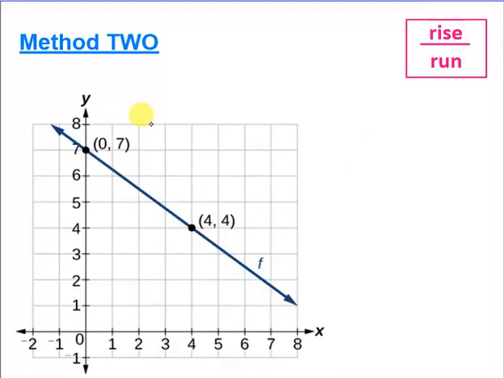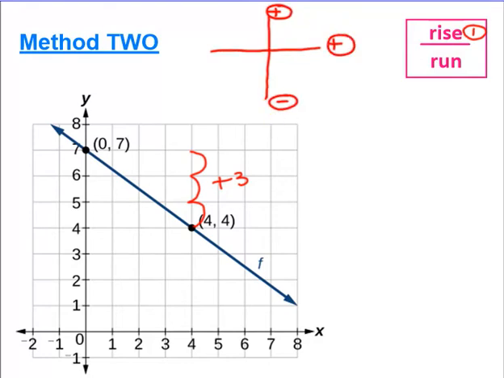All right, next one. Okay. So first thing I'm going to do is I'm going to rise, okay? So I'm going to go up 1, 2, 3. And remember, I just rise enough to meet that next point. So I went up 3. Now I'm going to run, but I'm not running to the right, I'm running to the left, which means negative. And if you need to draw this little chart for yourself every single time you do it, then you need to go ahead and do that, so that you remember your signs properly.